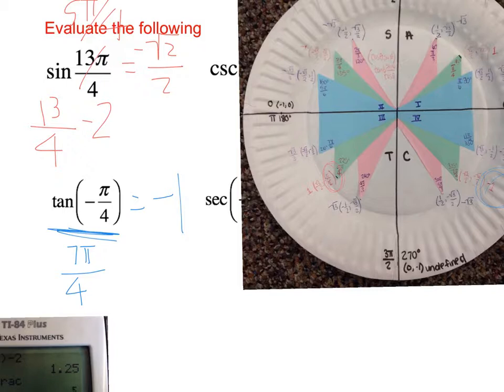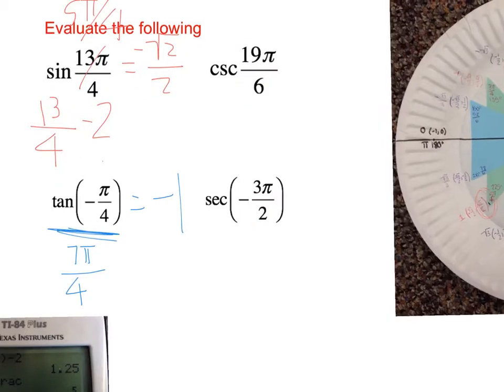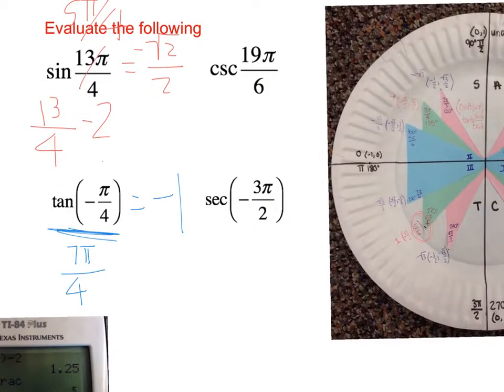So go ahead and try that with cosecant of 19 pi over 6 and secant of negative 3 pi over 2. And if we can get the video paused at this time to give them a second to do that.